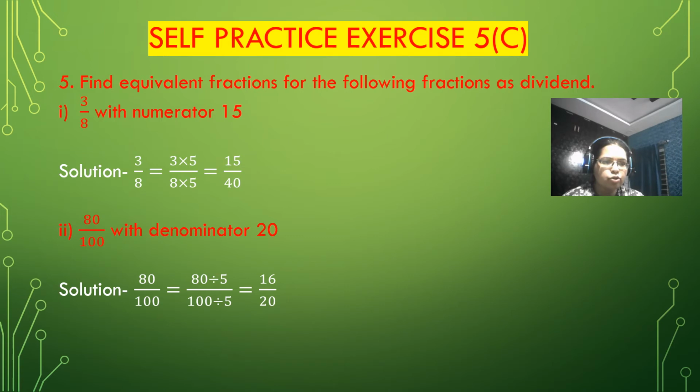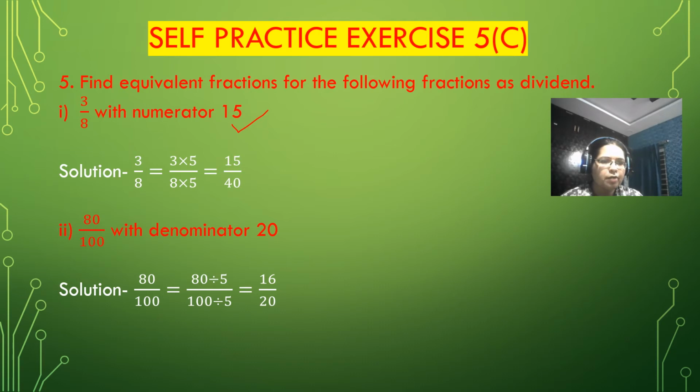Now we solve question number 5. Question number 5 is find equivalent fractions for the following fractions as directed. First bit is 3 divided by 8 with numerator 15. We have to find the fraction with numerator 15 that is the equivalent fraction of the fraction 3 divided by 8.